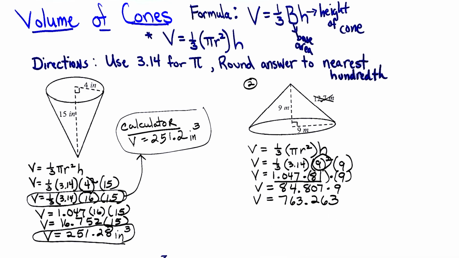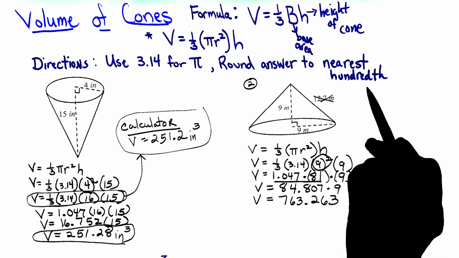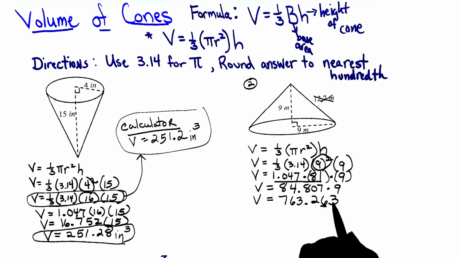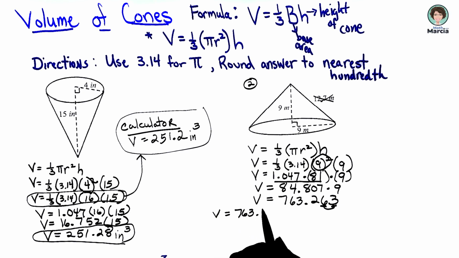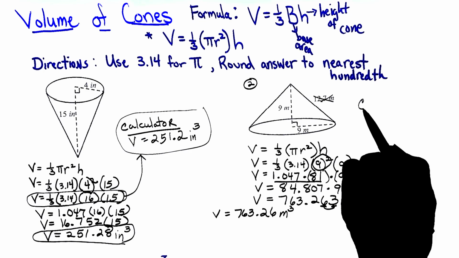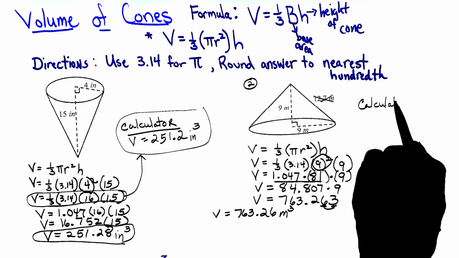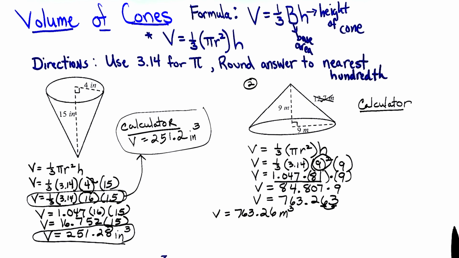Well, remember, it said round to the nearest hundredth. So I'm looking here, and this is a 3. So we know that our volume for this problem is going to be 763.26 hundredths, and that is in meters cubed. So let's say, all right, you went ahead and used your calculator. So let's write your calculator answer up here. You're lucky enough to be able to use a calculator and you don't have to do all this multiplying out.